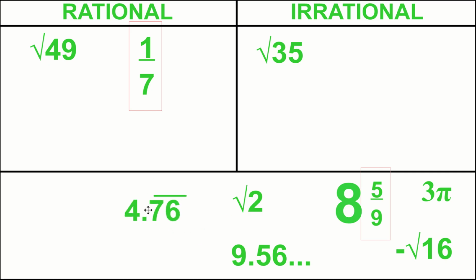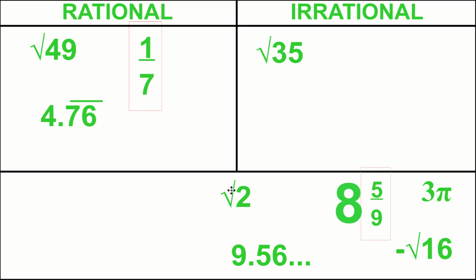All right, 4.76 with the 7 and 6 repeating. David? Nope. Greg? Rational. Repeating decimals are rational. If it is repeating, there is a way to write it as a fraction. Next, square root of 2. Zay. Irrational. Square root of 2 is one of those we don't know.